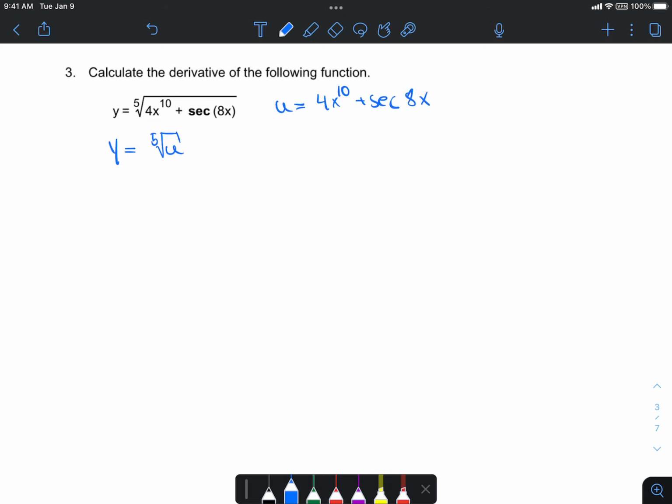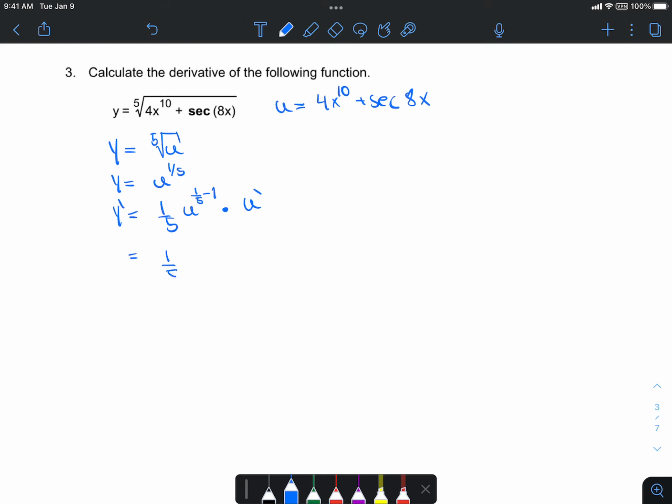To solve this question, we're going to use the chain rule. One more useful fact to note is that the fifth root of a number is the same as raising that number to the 1/5 power, so that's what we'll use. So the chain rule will then say that dy dx, or y prime, is 1/5 u to the 1/5 minus 1, so that's the power rule, times u prime, or du dx, which is the chain rule.